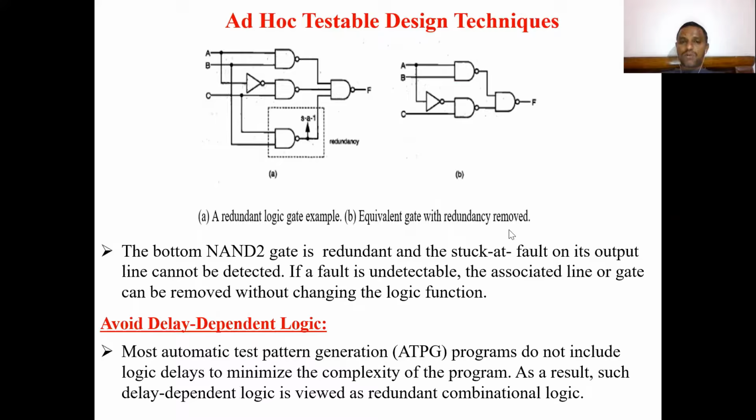Here is the equivalent gate with redundancy removed. If you observe this one, I will apply some inputs and see whether it is equivalent to this circuit's output. A, B and C I am applying as A equal to 0, B equal to 1, C equal to 1. So with 0 and 1 for the NAND gate, I will get 1. Similarly here, if you apply A equal to 0, I will get 1, and at the same time I consider C as 1, so for the NAND gate the output you will get is 0.